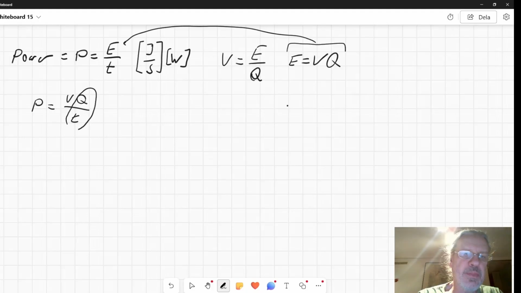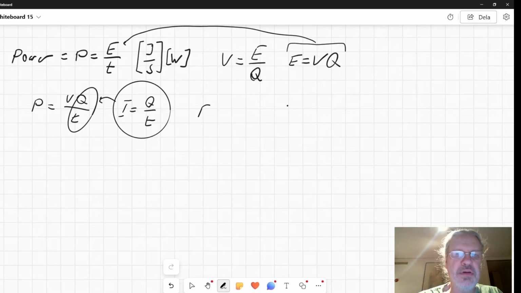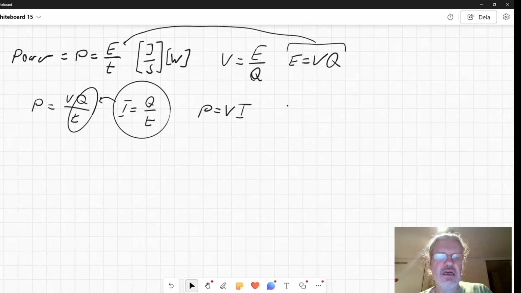But wait a minute, Q over T, we should recognize that, right? We have the definition of current equals Q over T. So we can take this and replace it into here, and we get that power equals voltage times current. And that is the form we will basically use it in.